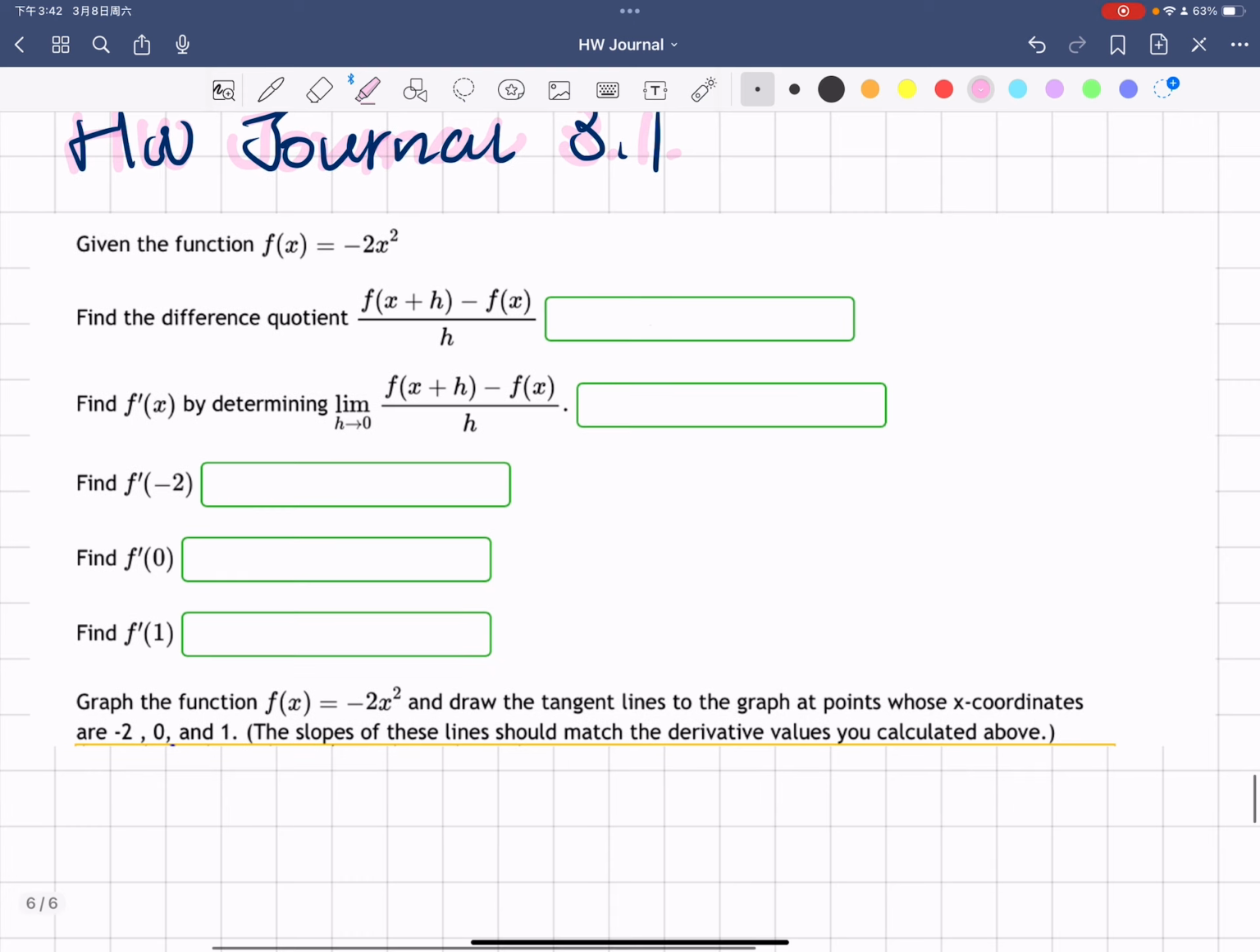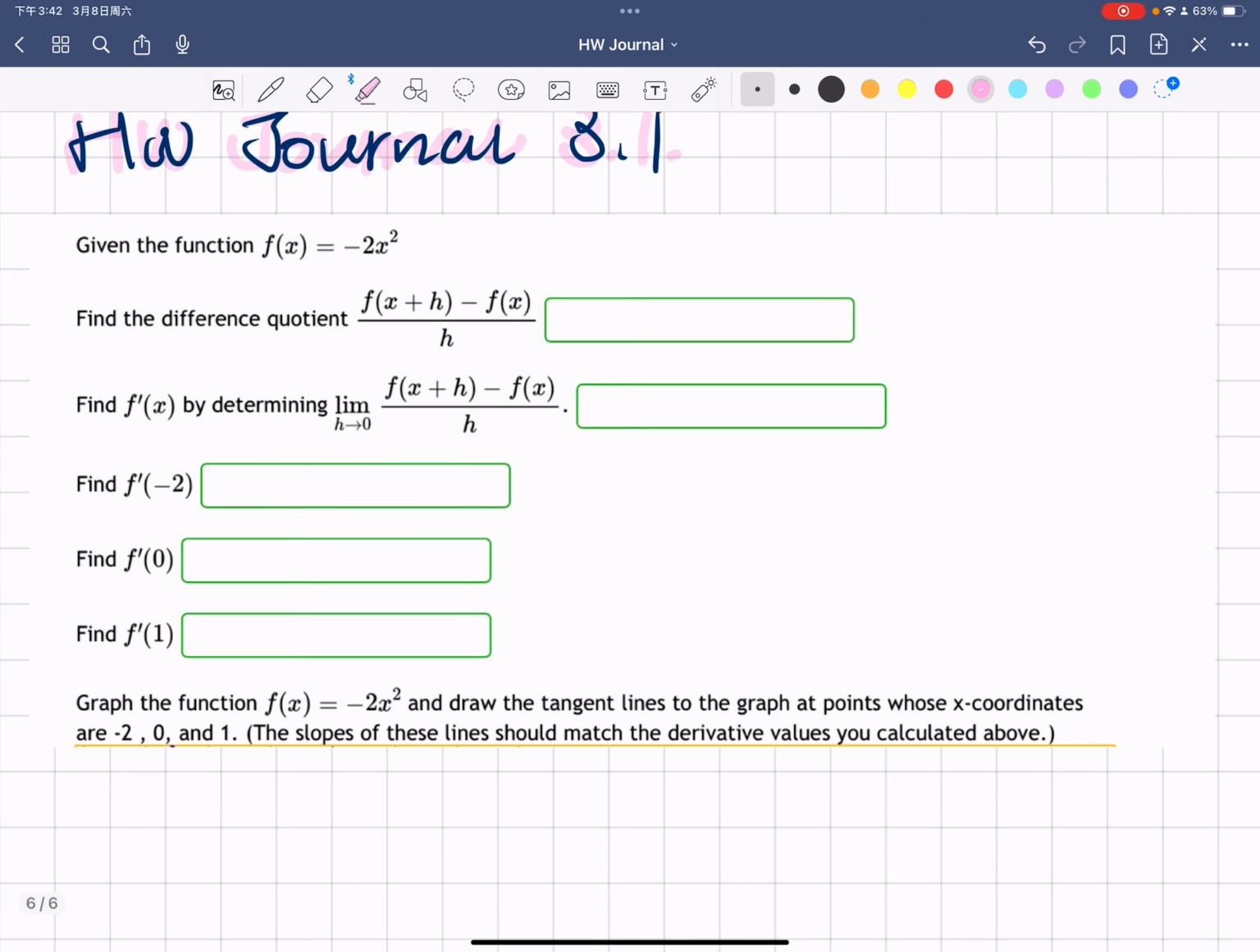And then we're going to be looking for f'(x) by determining the limit as h goes towards 0 of (f(x + h) minus f(x)) over h. And then we're going to find the derivative of f at negative 2, f'(0), and also f'(1). And lastly, we'll be graphing the function along with the tangent line.